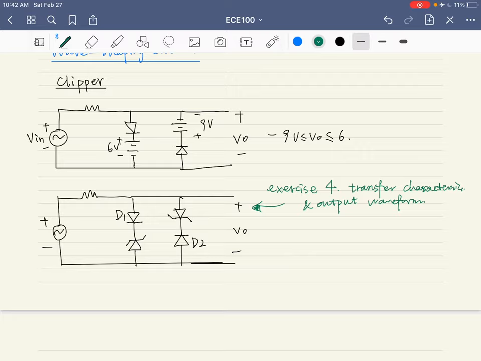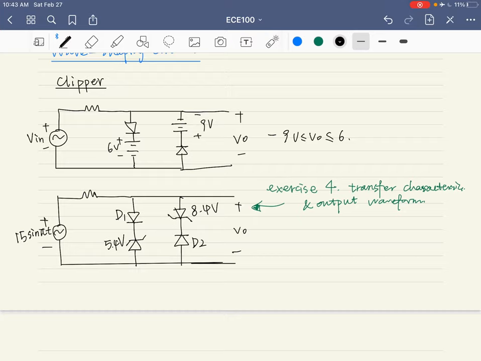All right, let's see what happened. Assume we know that the voltage source is 15 sin pi t. Great. So the Zener diode works similarly in a way to restrict the voltage. Let's assume the breakdown voltage for the first Zener diode is 5.4 volts and the other is 8.4 volts. All right.